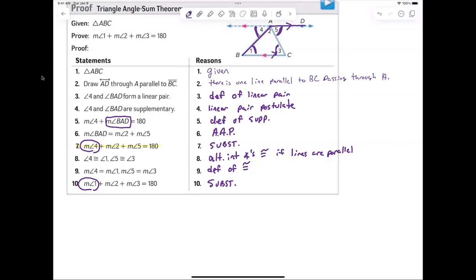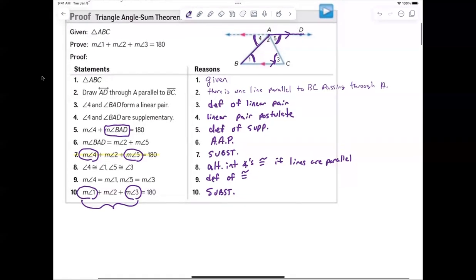And then I have 5. I'm going to replace 5 with what? 3. Now I have what? The angles of the triangle, 1, 2, and 3. The interior angles of a triangle always add up to 180 degrees. Anybody have any questions with that? Any issues?